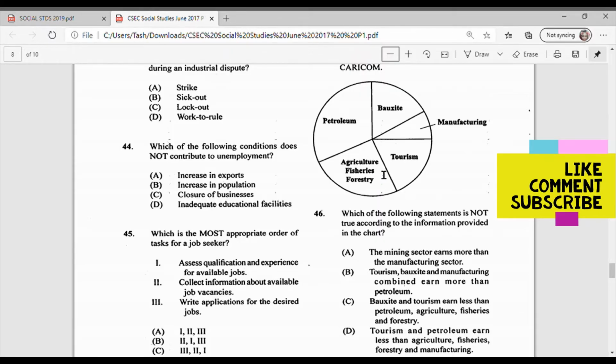Letter D, tourism and petroleum earn less than agriculture, fisheries, forestry and manufacturing. So that would not be true. So your answer for number 46 would have been letter D.